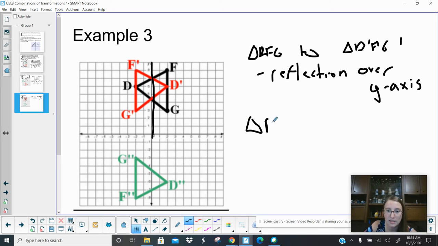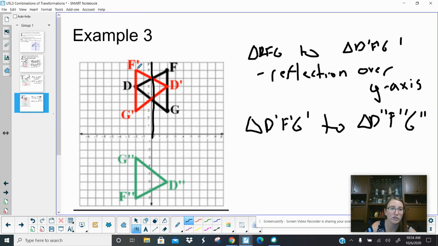Now we're doing D prime, F prime, G prime to the double. There we go. Triangle D double prime, F double prime, G double prime. So be careful here. We are looking at the red shape to the green shape. Ask yourself, are the points oriented the same way? That's a translation. Do the points mirror each other? That's a reflection. And if not, that means it's a rotation and we've got to figure out which. So what do we think here?